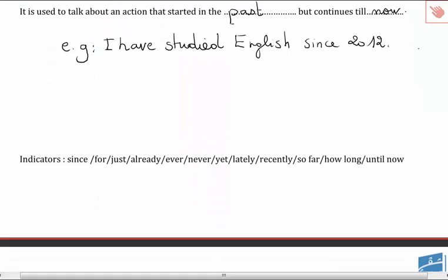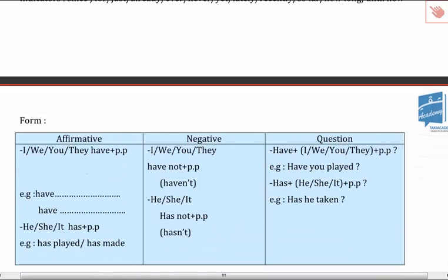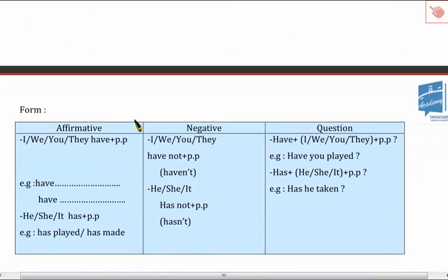Now, what are the indicators of the present perfect tense? Since, for, just, already, ever, never, yet, lately, recently, so far, how long, until now. Now, what is the form of the present perfect tense? In its affirmative form or positive one, with I, we, you and they, I use have plus past participle. Now, what is the past participle? In its regular form, it's verb plus ed, but also we have the irregular forms that you need to learn from your list again.